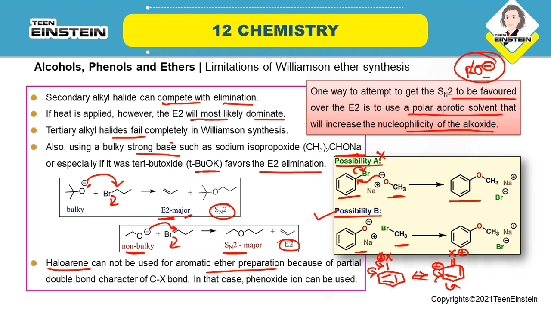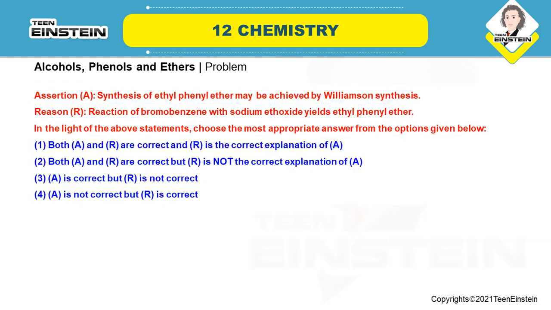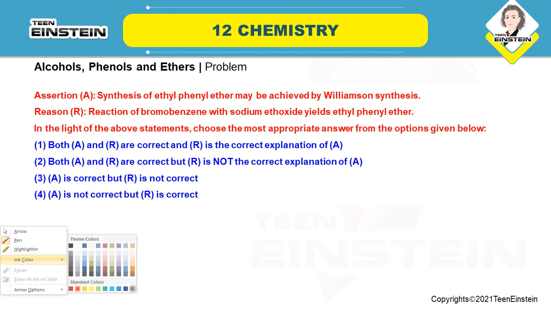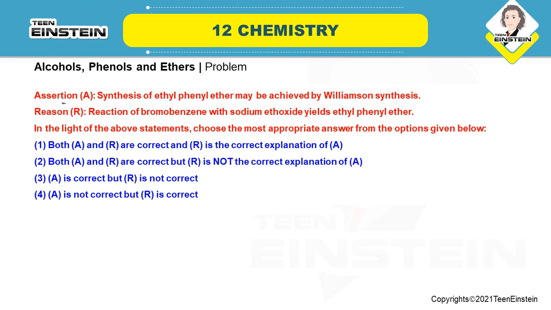So this is not the correct possibility. The second possibility is actually the correct combination. So based on this Williamson ether synthesis, we have a question here which is an assertion-reason type problem. Now here the statement in the assertion is saying that synthesis of ethyl phenyl ether. So one side you will have Ph, another side we will have an ethyl group. Formation of this type of ether, which is basically an aromatic ether, may be achieved by Williamson synthesis.